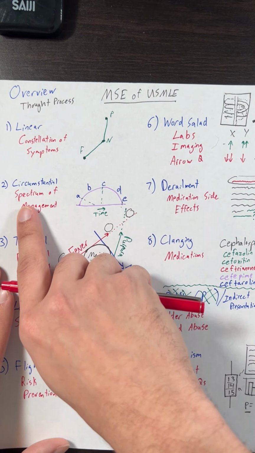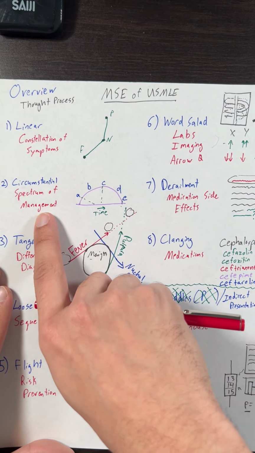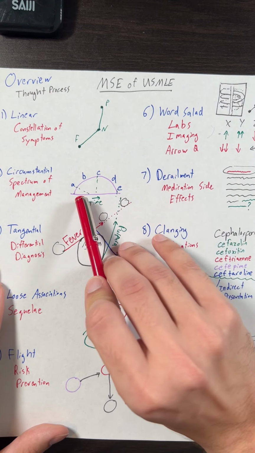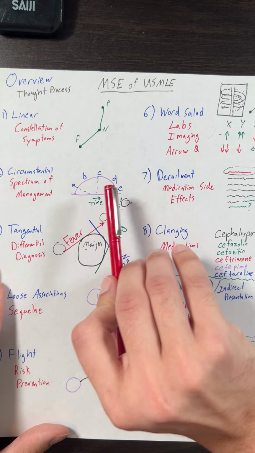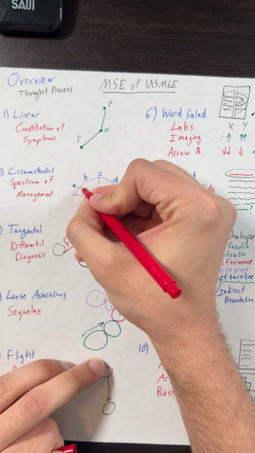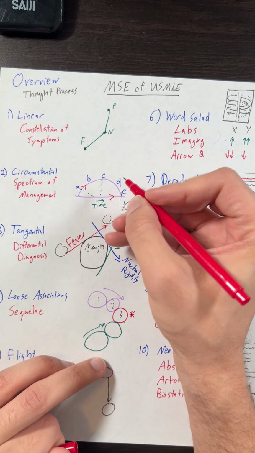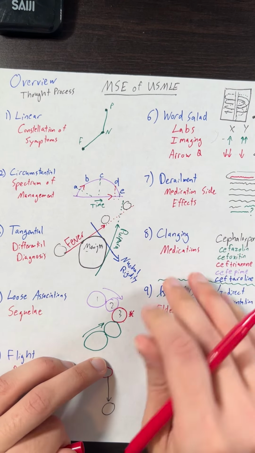And then you have the circumstantial thought process. And this is a spectrum of either disease or a spectrum of management. And on one axis, you can have something like time, and then they will ask you basically where are we in terms of management based on where we are in time. And this can be on either this axis or this axis. So you can go through a logical progression of A, B, C, D, and E, or you can simply have to know based on where we are in time.